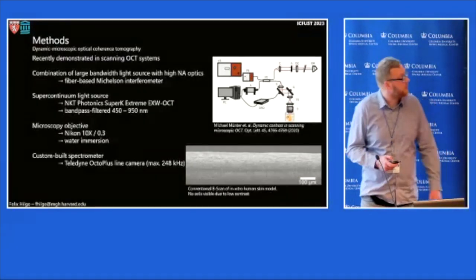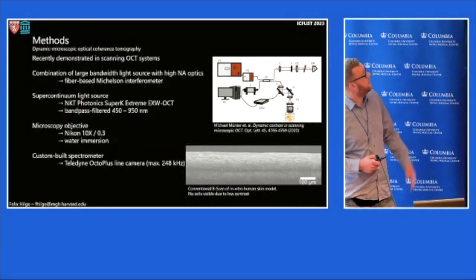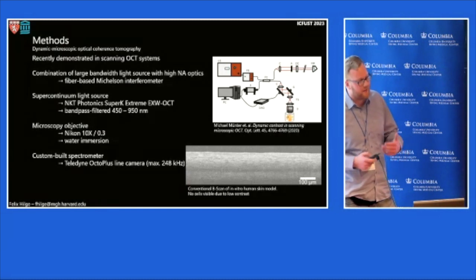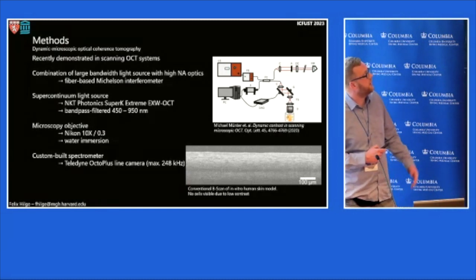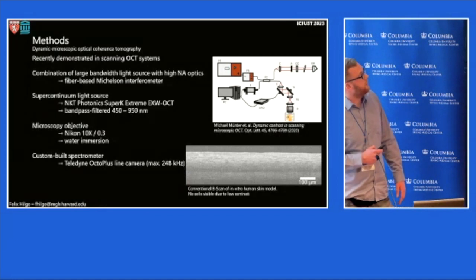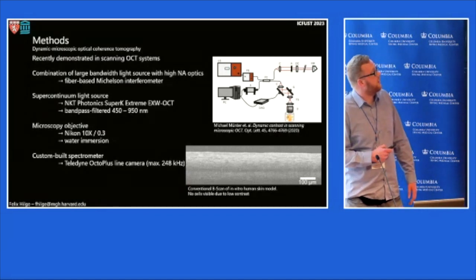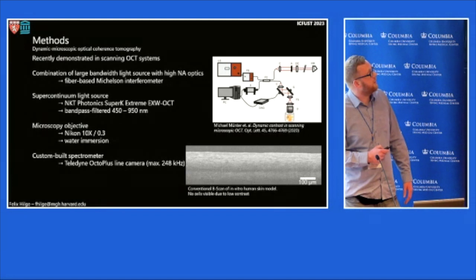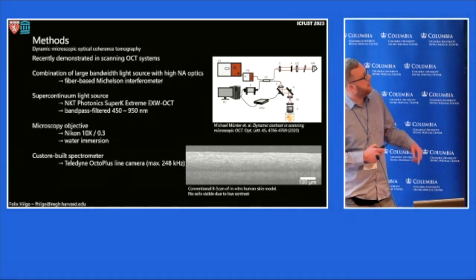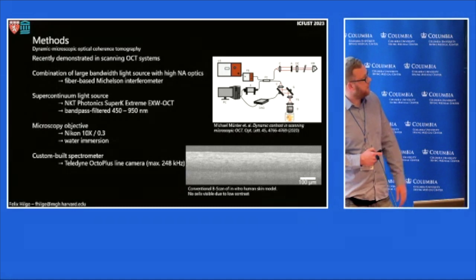So how does it work? It's a fiber-based Michelson interferometer. So basically, briefly, light from a supercontinuum light source is bandpass filtered and then split into a reference arm and sample arm. In the sample arm, the light is scanned onto the sample using galvo scanners, and the interference signal is then detected by a custom spectrometer.